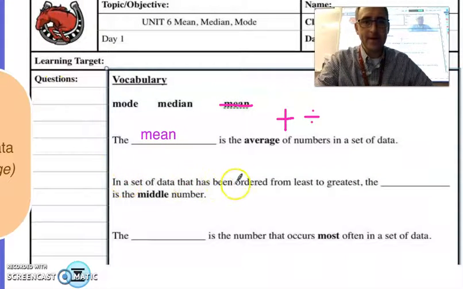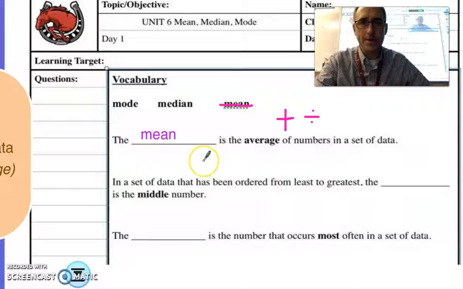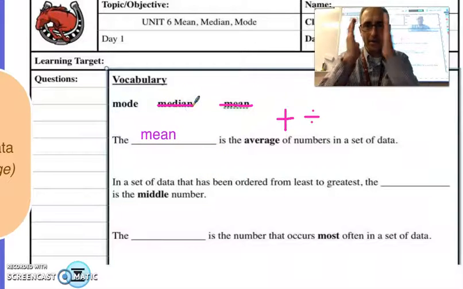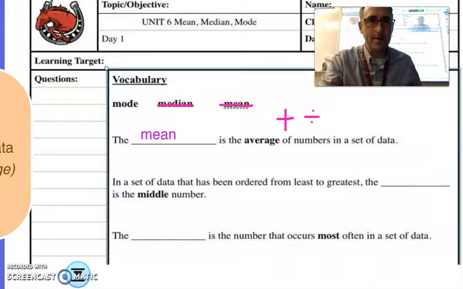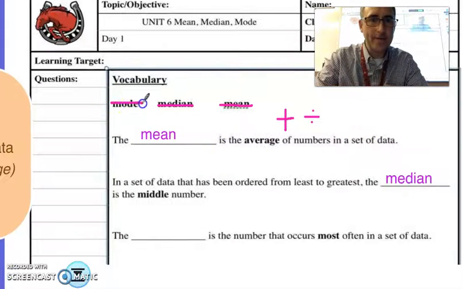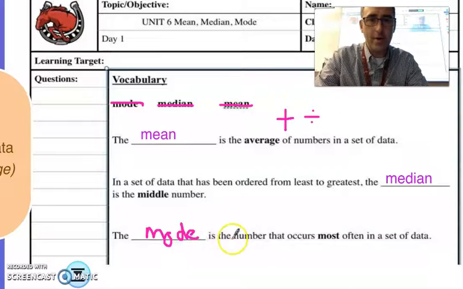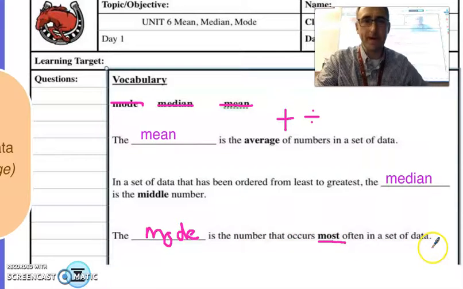In a set of data that has been ordered from the least to the greatest, blank is the middle number. So you take all the numbers, put the smallest on the left, largest on the right. What central tendency is that? Median. I think of it like the middle of a road. It's the middle number. There's only one left. It must be mode. Mode is the number that occurs the most often in the set.